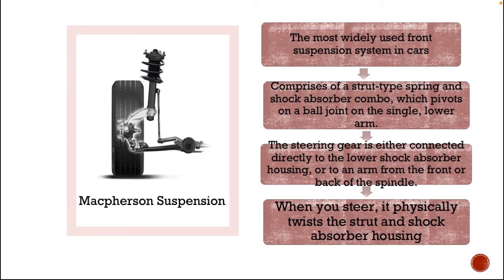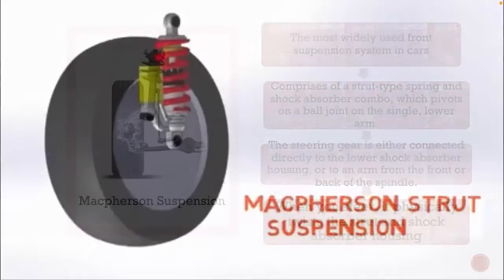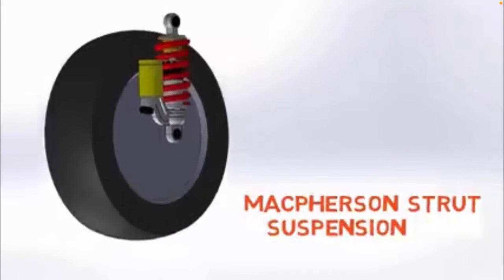It comprises a strut type spring and shock absorber combination, which pivots on a ball joint on the spring and lower arm. The steering gear is either connected directly to the lower shock absorber housing or to the arm at the front or back of the spindle. When you steer, it physically twists the strut and shock absorber housing. This is how the McPherson suspension works individually as a suspension spring.